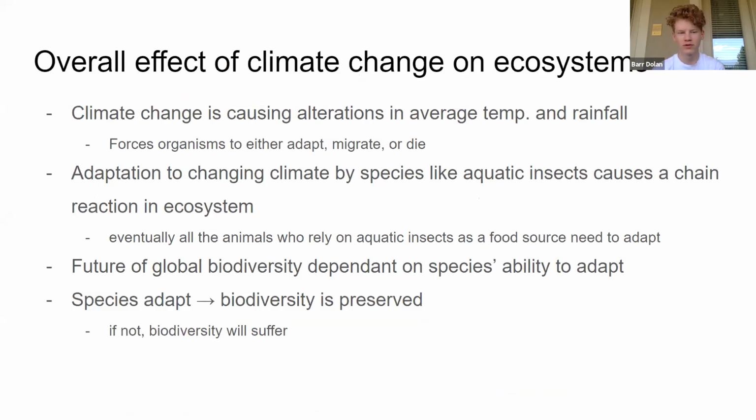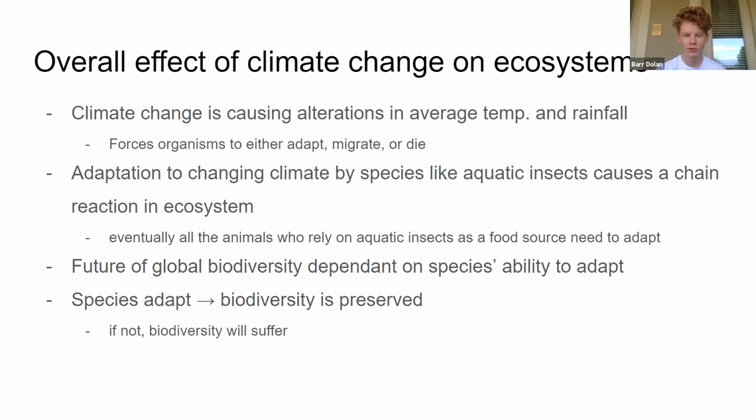So the overall effect of climate change on ecosystems. Climate change is causing alterations in average temperature and rainfall yearly. This forces organisms to either adapt, migrate, or die. Adaptation to changing climate by species like aquatic insects causes a chain reaction in the ecosystem. Eventually, all animals who rely on aquatic insects as a food source need to adapt.